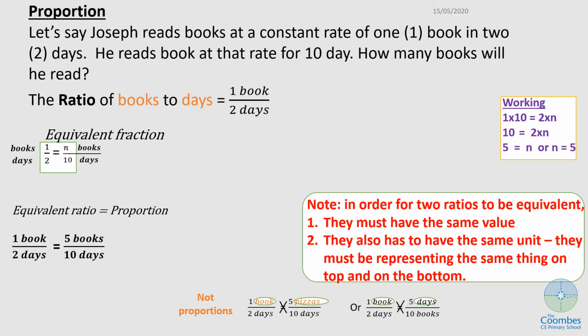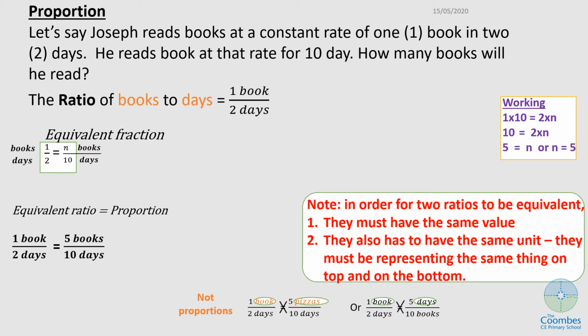Now, for proportion, let's say Joseph reads books at a constant rate, one book in 2 days. He reads books at that rate for 10 days. How many books will he read? We know the ratio of books to days, one book in 2 days, so we can set up an equivalent fraction for Joseph. One book in 2 days. Now in 10 days, which is given in our question, how many books will he read?